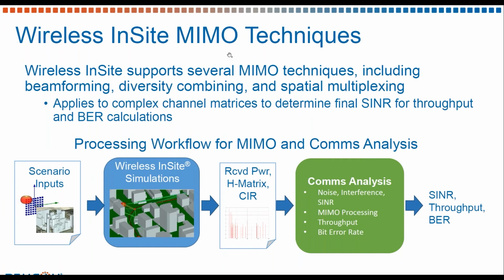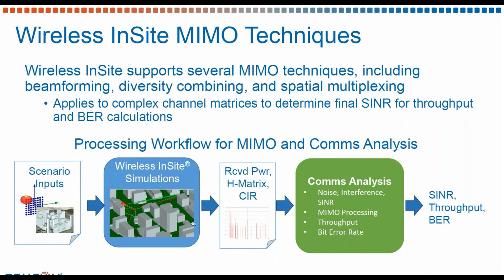Starting off, we have our Wireless InSite MIMO techniques. These are all of the built-in MIMO techniques that the tool has available. We support several different methods focused mostly on different approaches to beamforming, diversity combining, and spatial multiplexing. This is done as a post-processing step that acts on the output from the main simulation, and we can use that to determine the final signal to interference plus noise ratio for throughput and BER calculations.